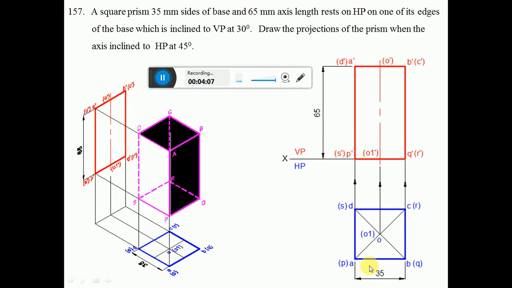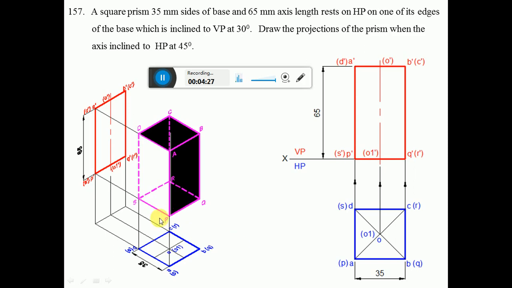So when you look from the front view, PQ is near to the observer, so P dash Q dash is visible, and RS is away from the observer, so R dash S dash will become invisible, and O1 dash will become invisible because the edge PQ is hiding that point. So naturally Q1 dash is going to be invisible, and it is in bracket.